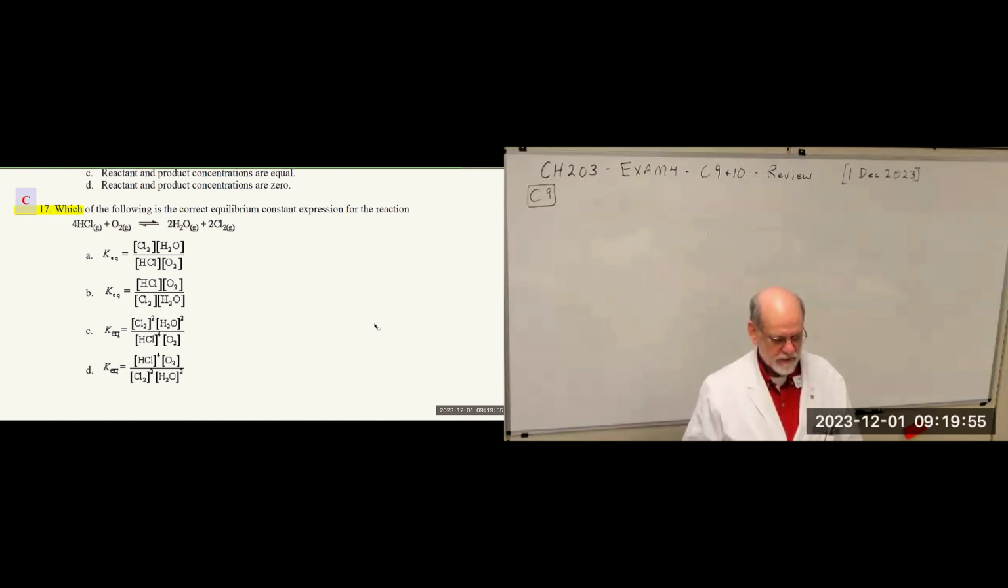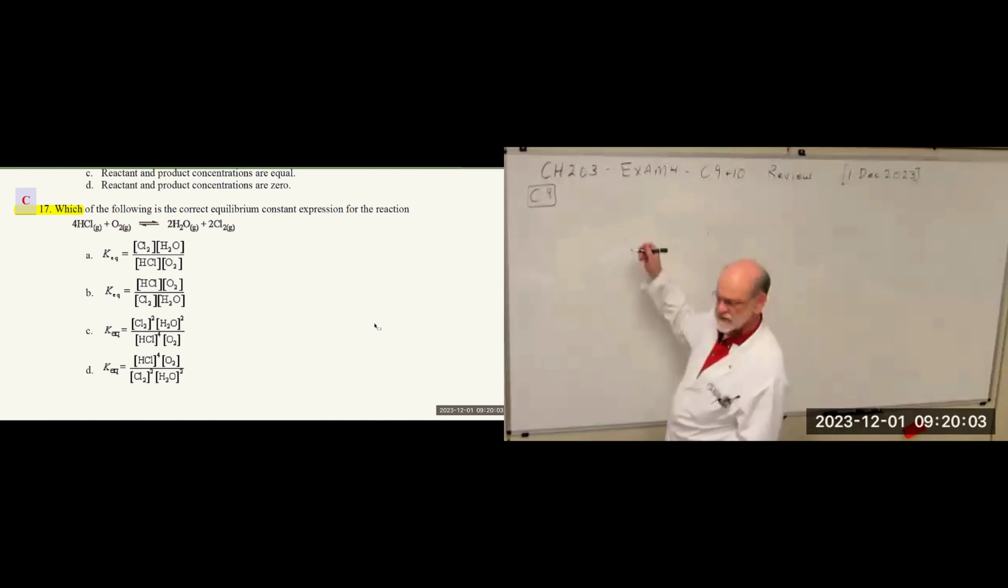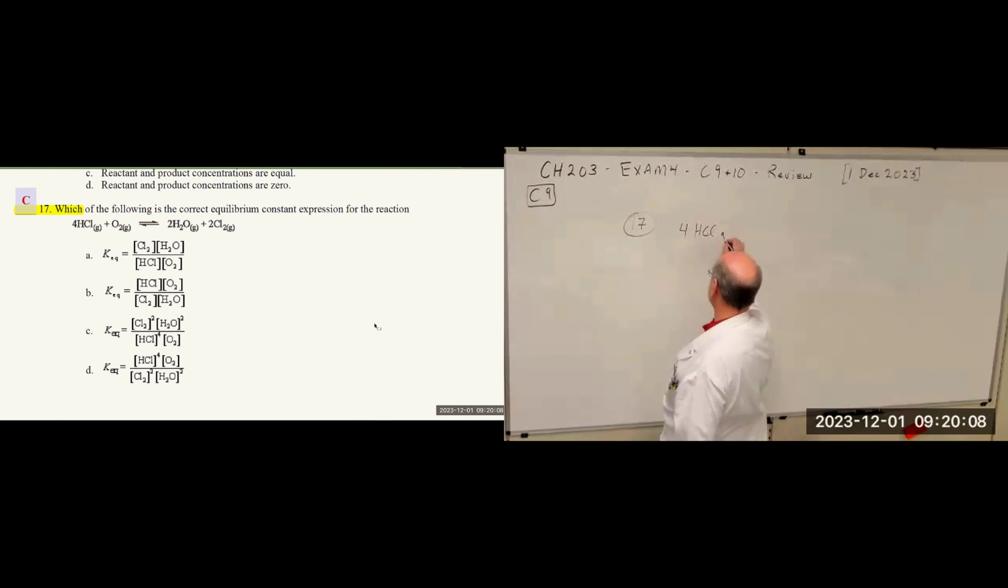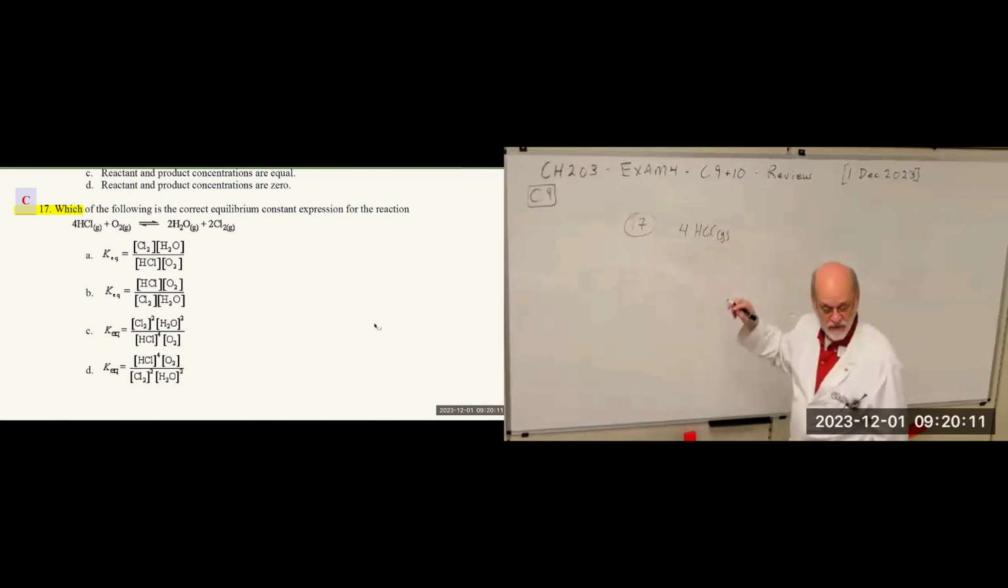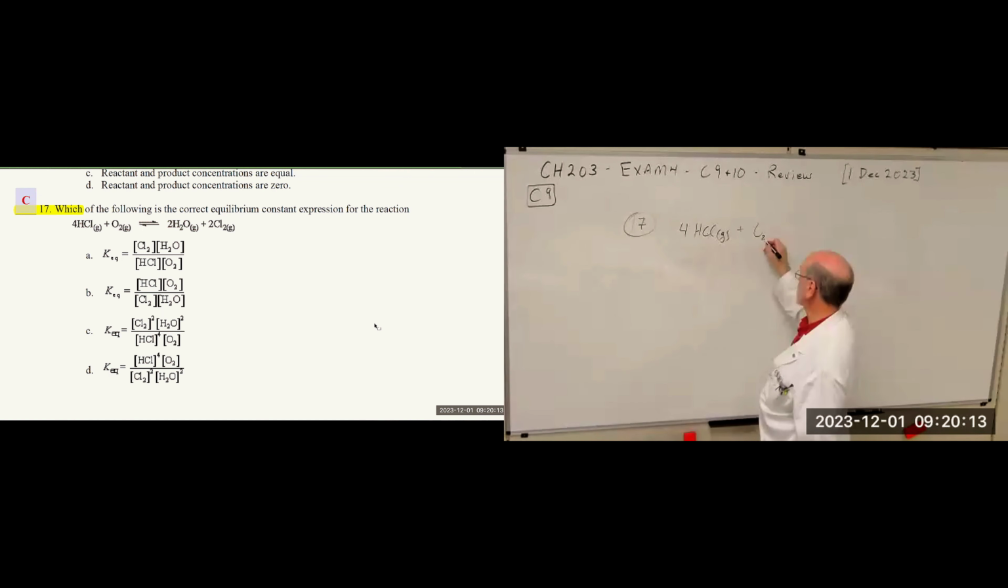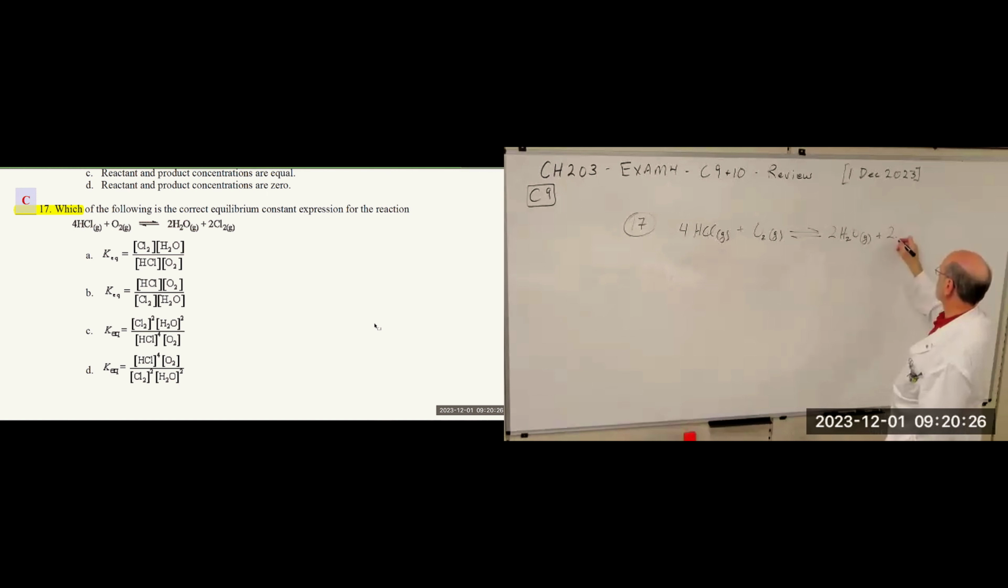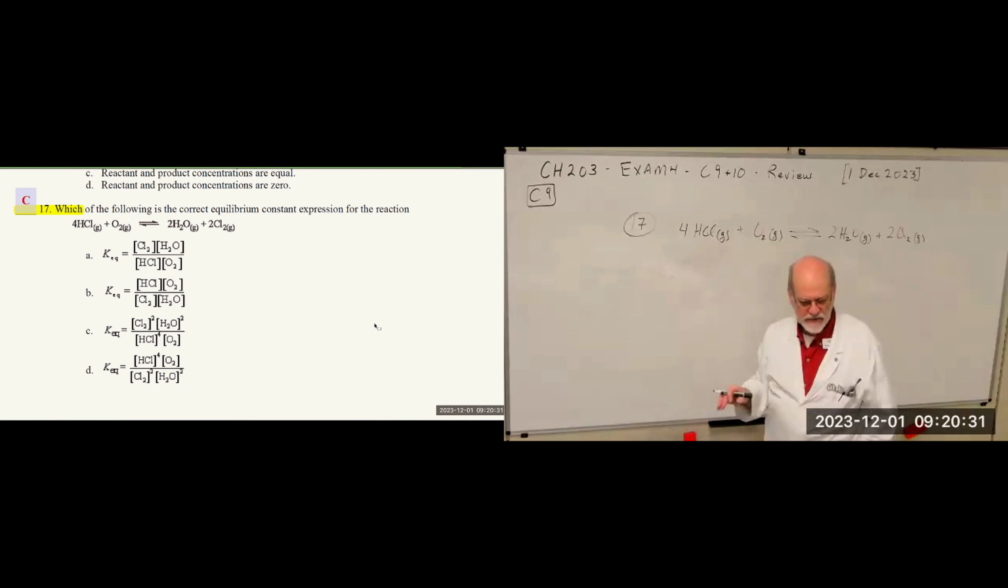All right. Which of the following is the correct equilibrium constant expression for this reaction? Okay. Number 17. 4HCl in the gaseous state, so that'd be hydrogen chloride gas plus oxygen gas yields 2 waters as gas and 2 chlorines as gas. So this whole reaction occurs in the gaseous state.